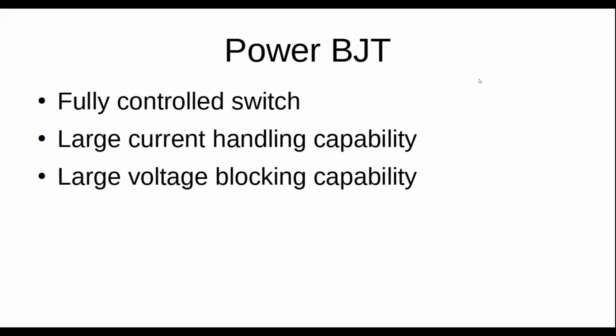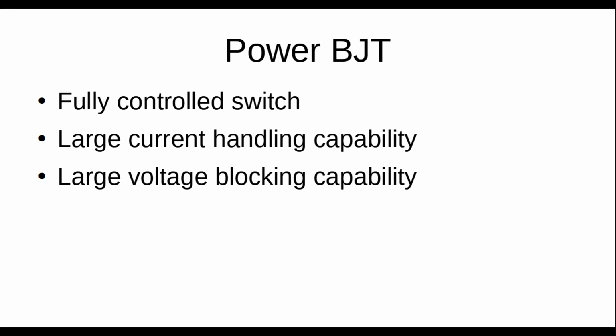Okay, so first we'll look at one of the popular ones, not as popular as it used to be, but still popular: the power BJT, or the bipolar junction transistor. This is a fully controlled switch, meaning that we can switch it on and off anytime we want. The control will be using the base current. If we apply a sufficiently large positive base current, then it will switch on.